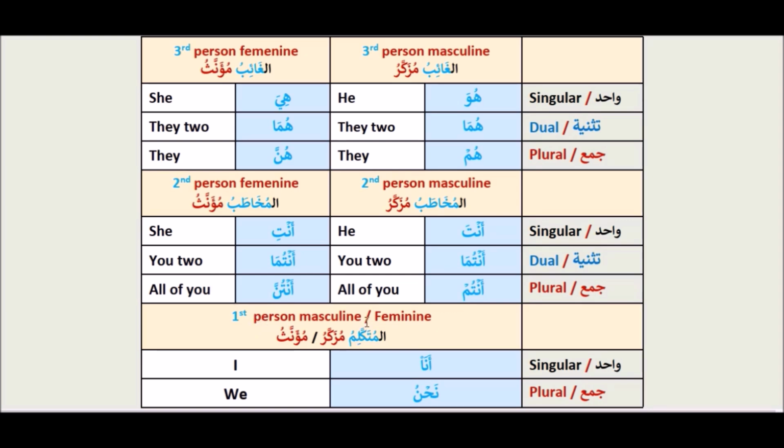First person masculine and feminine. In the first person, both the pronouns are the same for muzakkar as well as muannas, and we call it al-mutakallim. I and we. Ana, nahnu. Ana is singular and nahnu is plural. In this form, there is no dual.